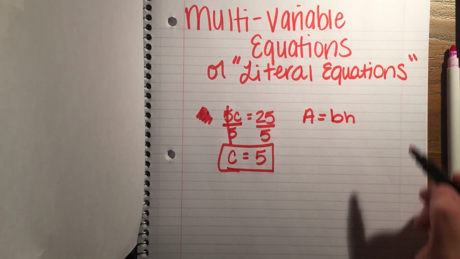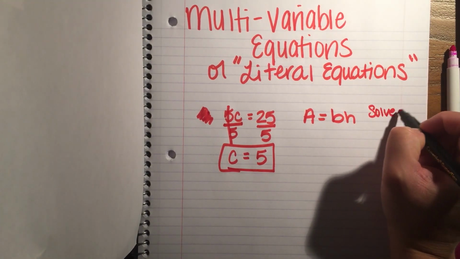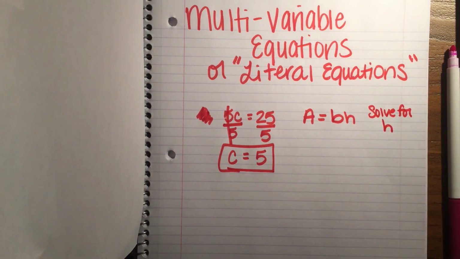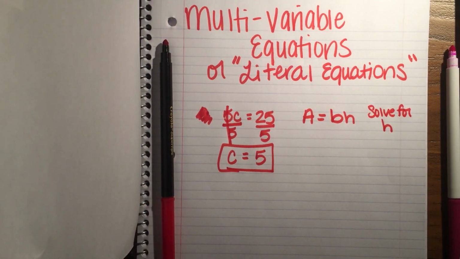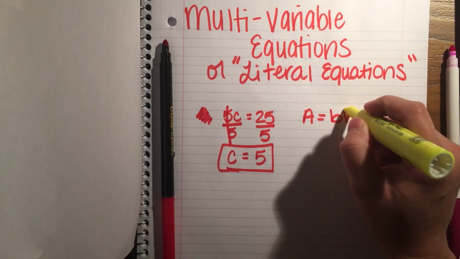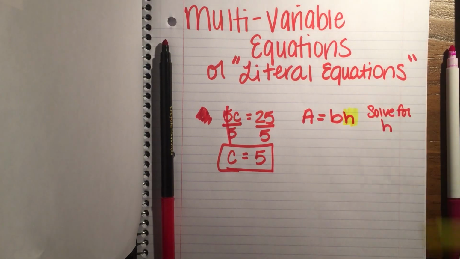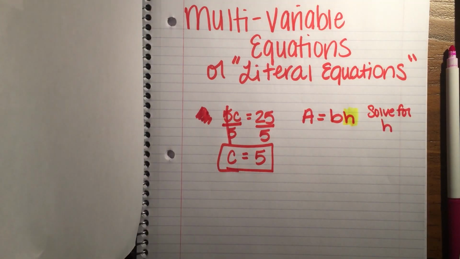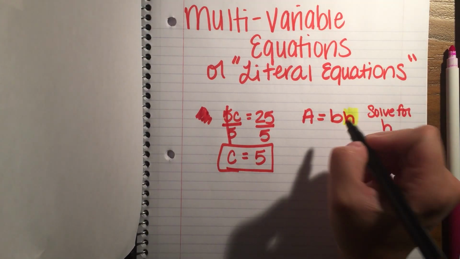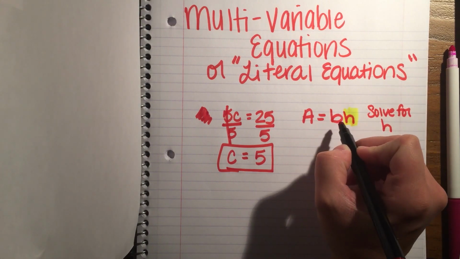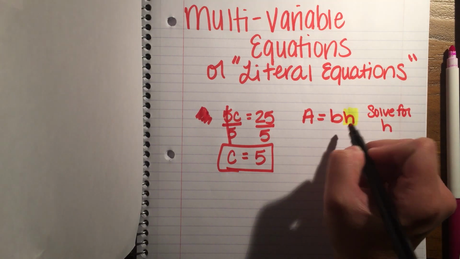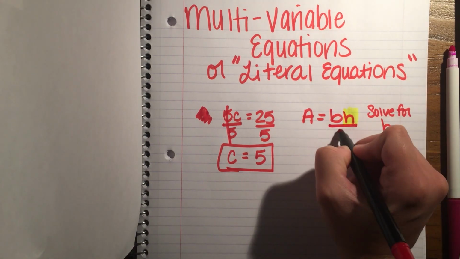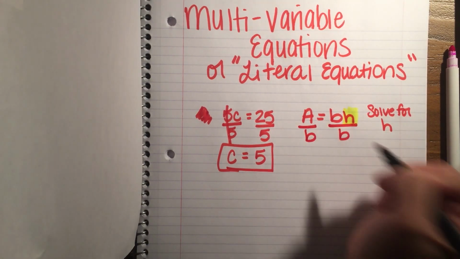Let's say that I want to solve for h. That means that I want h to stay put. I don't want to move h. So I'm going to tape it down with my secret tape highlighter. That means it can't move. So in order to separate b times h, I have to use the opposite operation, which would be division. So we're going to divide by b on both sides.